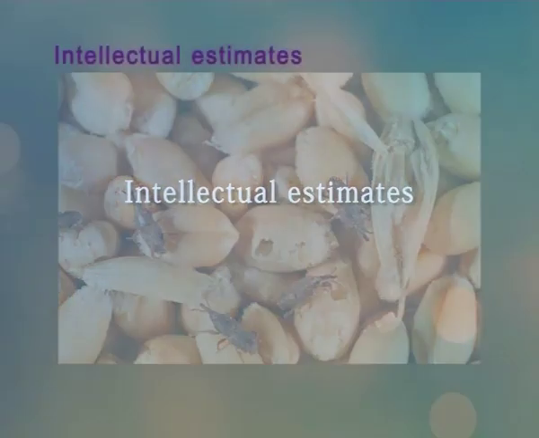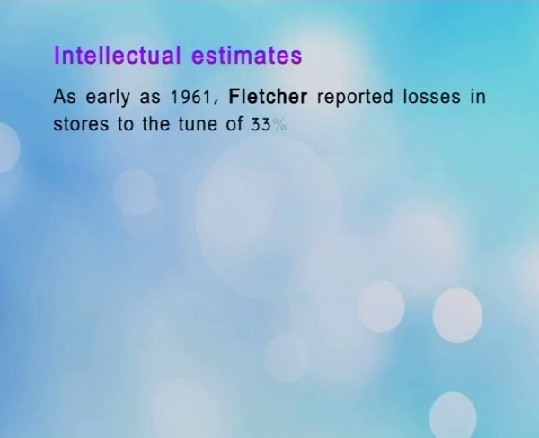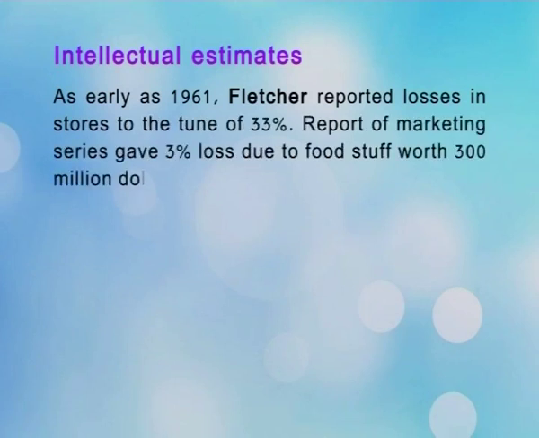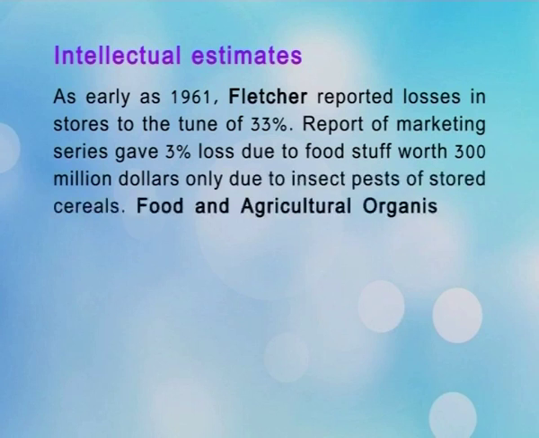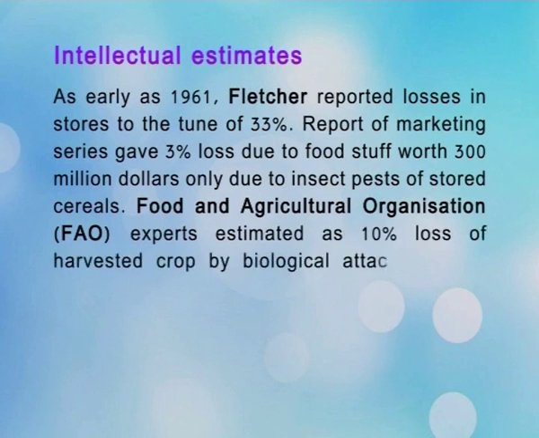Intellectual estimates. As early as 1961, Fletcher reported losses in stores to the tune of 33%. A marketing series report gave 3% loss, with foodstuff worth $300 million lost only due to insect pests of stored cereals. Food and Agriculture Organization, that is FAO, experts estimated 10% loss of harvested crop by biological attack while in storage. Losses in handling, processing, and storage of fruit and grains are very high, as much as 50% in developing countries. The FAO earlier published an estimate of 5% losses annually through insect infestation of all harvested cereals, pulses, and oilseeds.